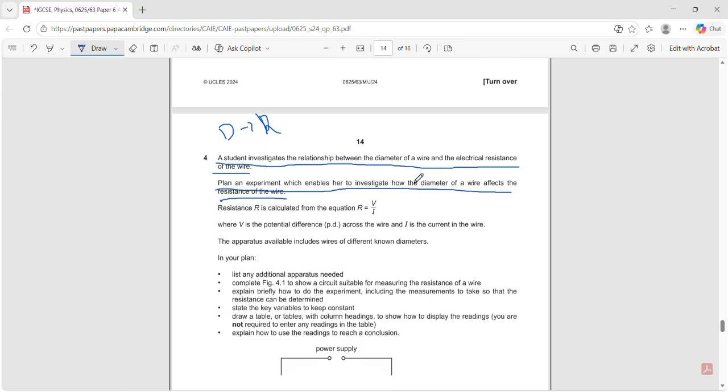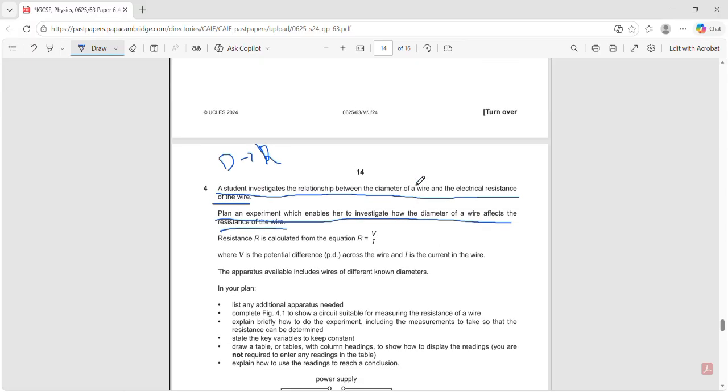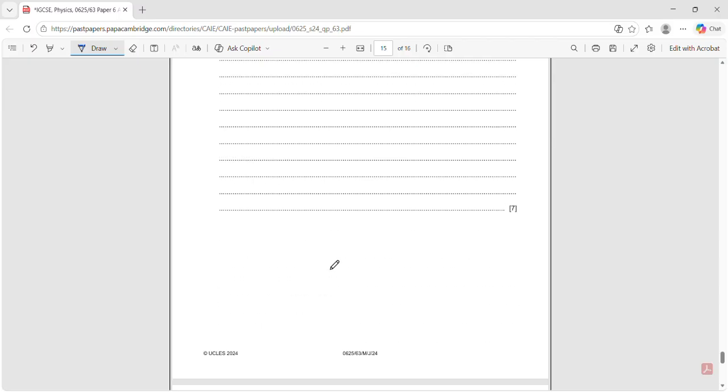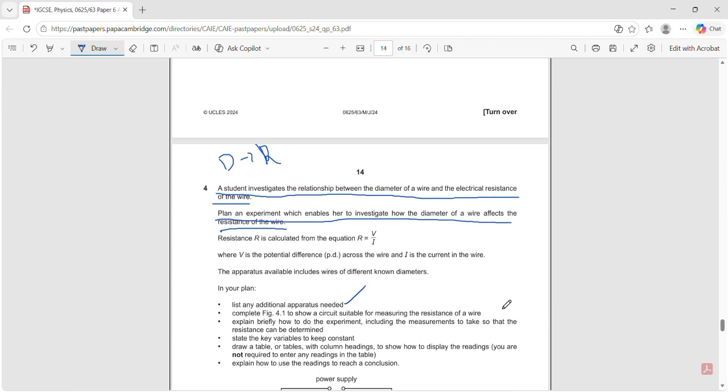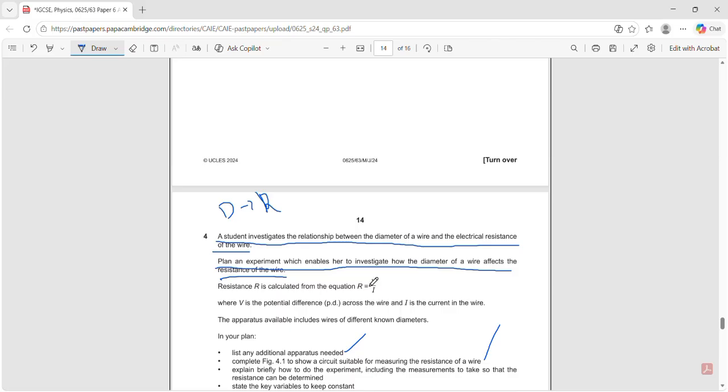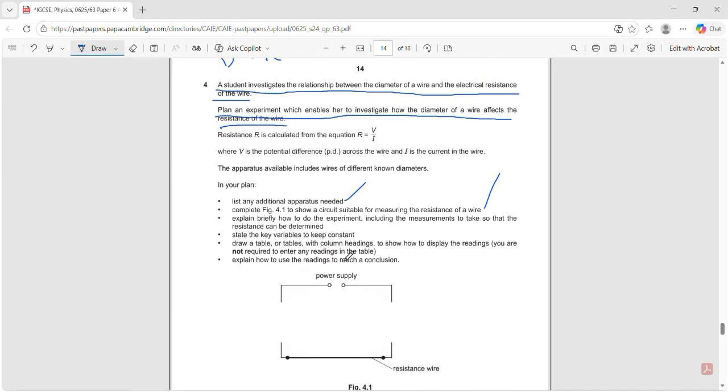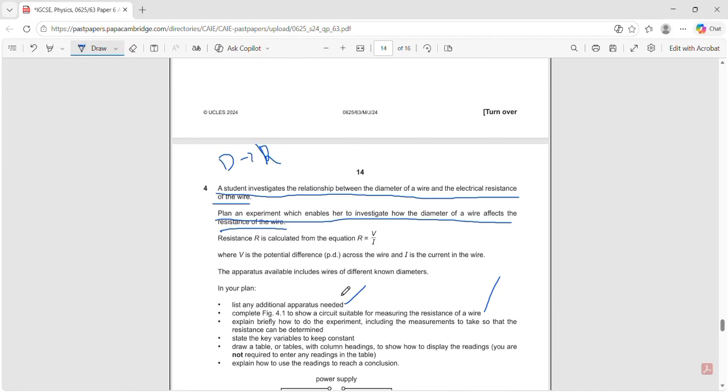This question is completely based on what I have told before, because it says additional apparatus, completing the circuit as well. So it covers everything, basically. If you can do this question, you can do all the others as well, okay? As I said, the type of question changes, but the pattern always remains the same in every paper. So plan an experiment which enables her to investigate how the diameter of a wire affects the resistance.